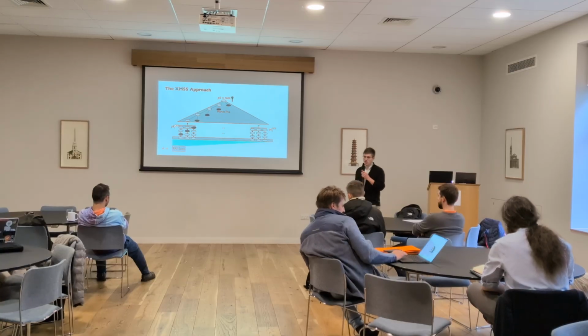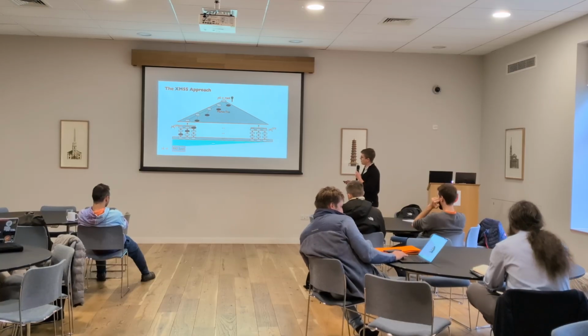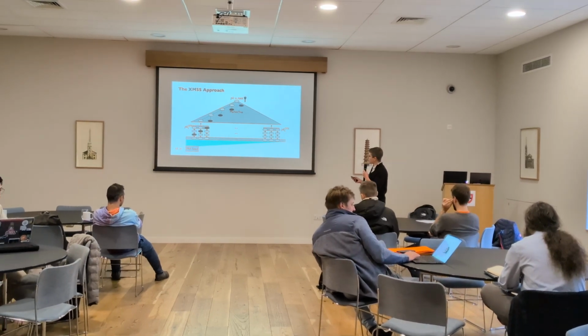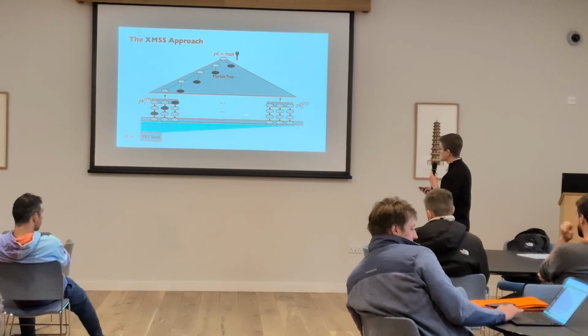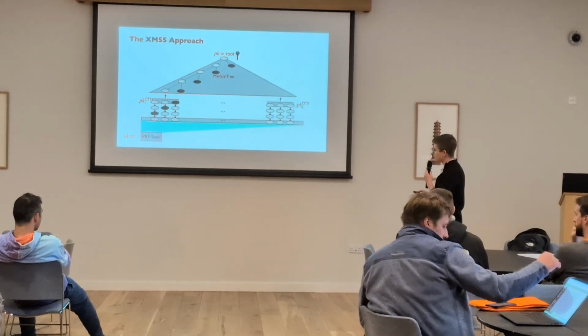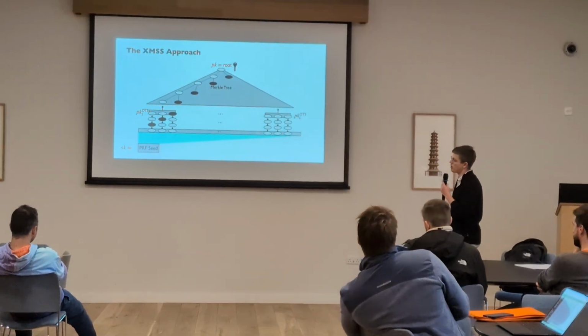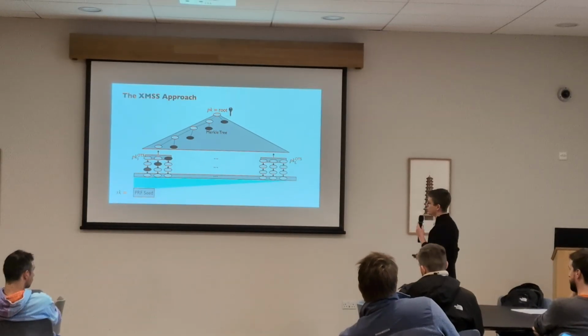But of course, this is a lot of data. So think of this tree as being very, very large, 2 to the 32 leaves. Then of course you don't want to store all of these one-time secret keys. You just expand them from a PRF seed using any sort of PRF.